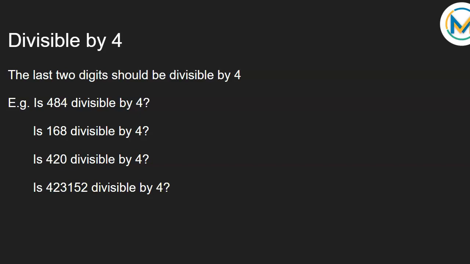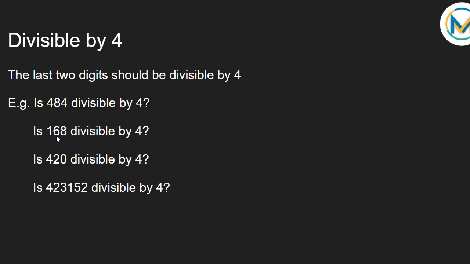Next is divisibility by 4. You only have to check the last two digits. The last two digits should be divisible by 4. So is 484 divisible by 4? For that you have to look at the last two digits. Yes, 21 into 4 is 84. So yes, 484 is divisible by 4. So you need to know the table of 4 up to 25. There is no other way.